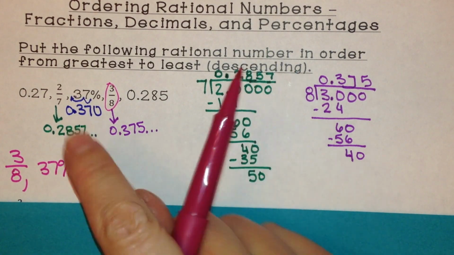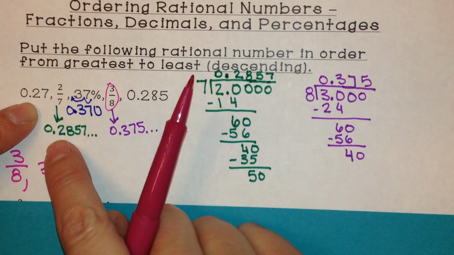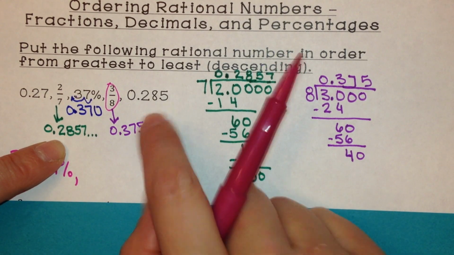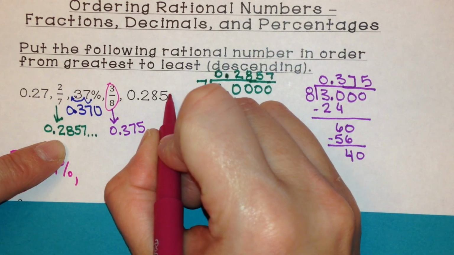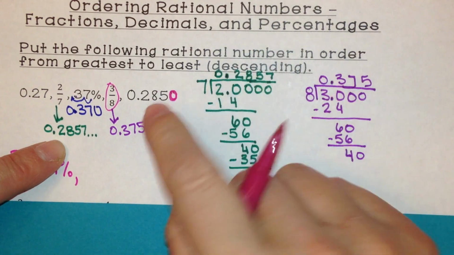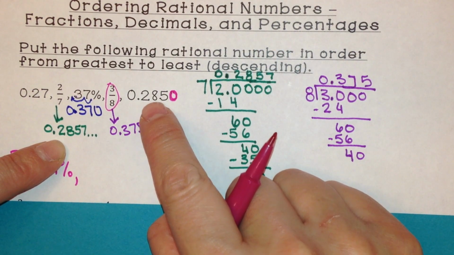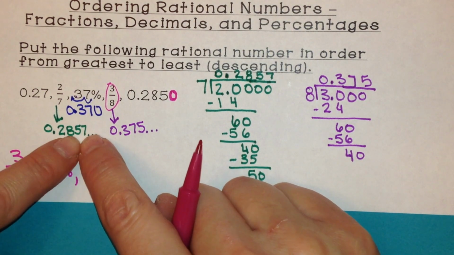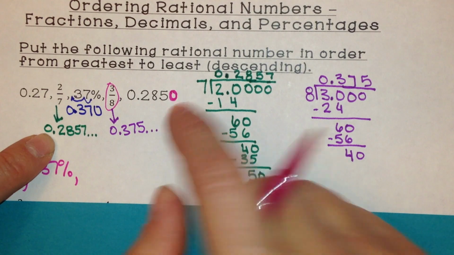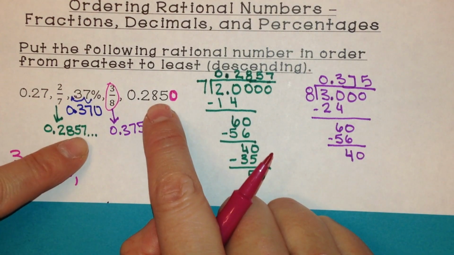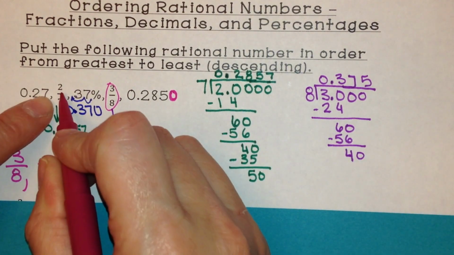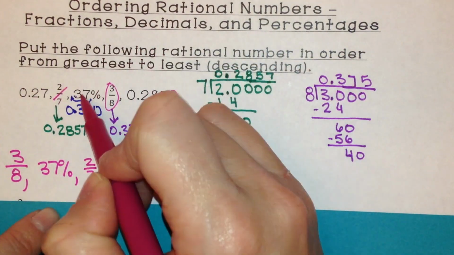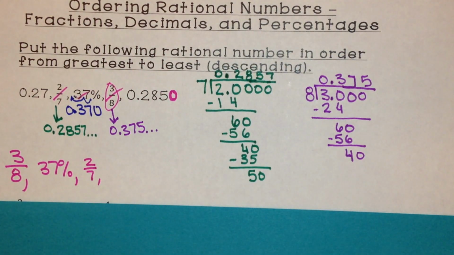All right, now we have 0.27, 0.2857, 0.285. Remember, we can always add zeros on the end, so you can compare. Is 0.2850 or 0.2857 bigger? Well, the 7's bigger than the 0, and they're in the same place value, and all the rest are the same. So I know that this one's larger, which is originally 2/7, and you can even cross them off as you go so you can identify which ones you've used.